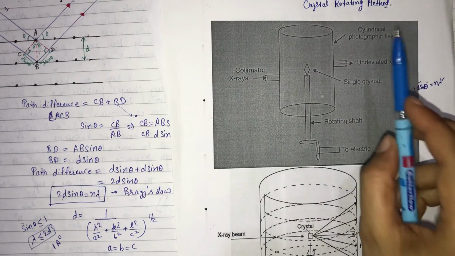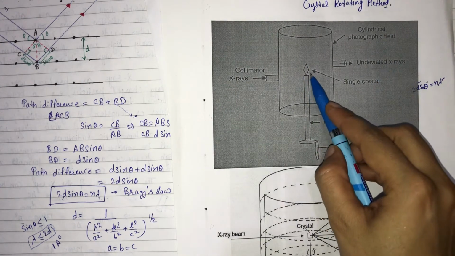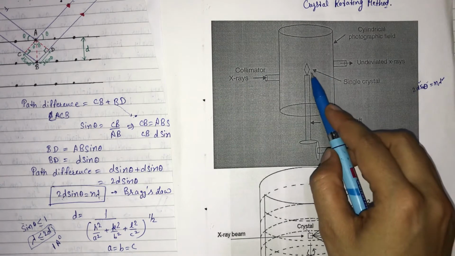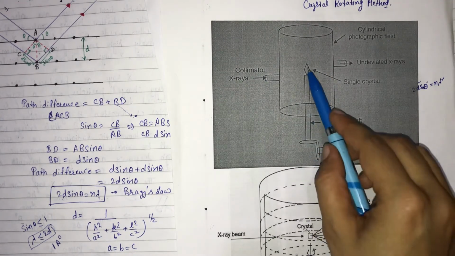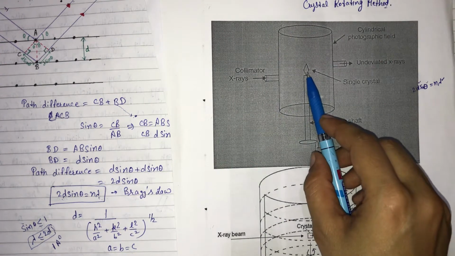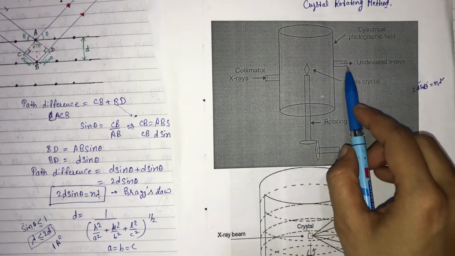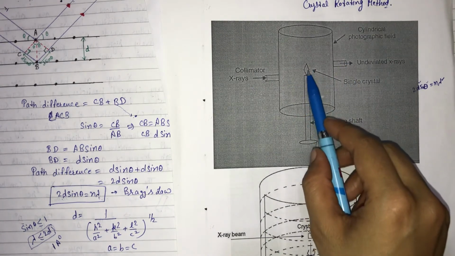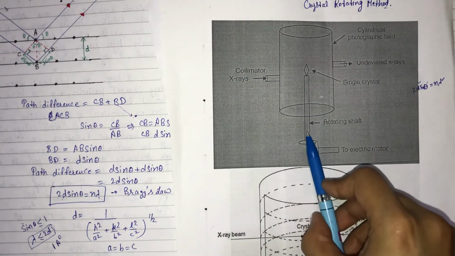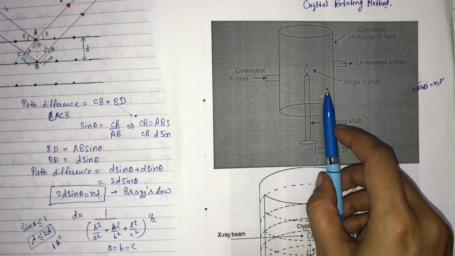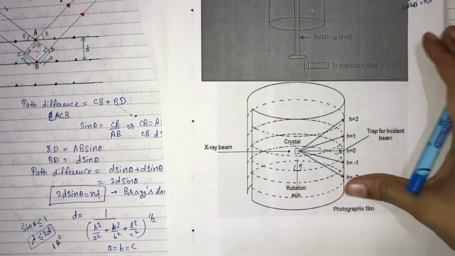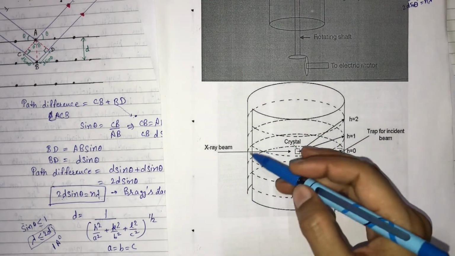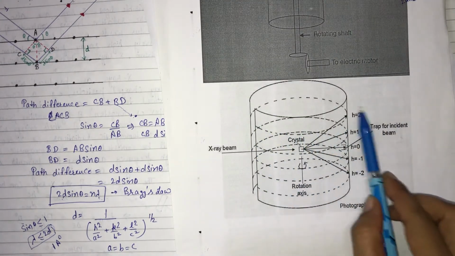Now in the case of the crystal rotating method, this single crystal is placed such that one of the crystallographic axes is aligned with this rotation axis. Suppose there are three crystallographic axes A, B, C. Then out of these three, one crystallographic axis will coincide with the rotation axis. Clear? And in the rotating crystal method, in this way we get the diffraction pattern. As you can see, the photographic film is mounted inside the wall of this cylinder. So in this way we get the diffraction pattern at the wall.